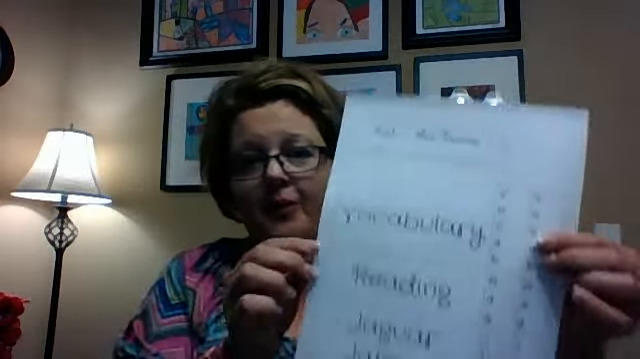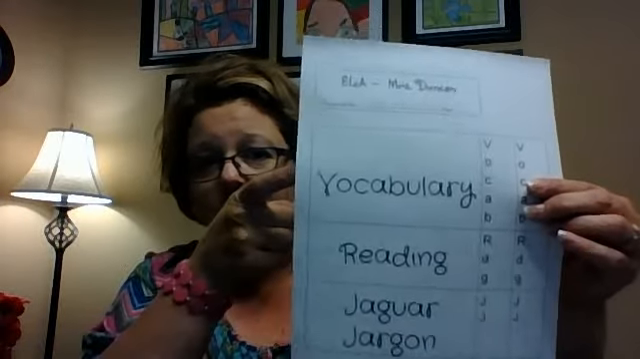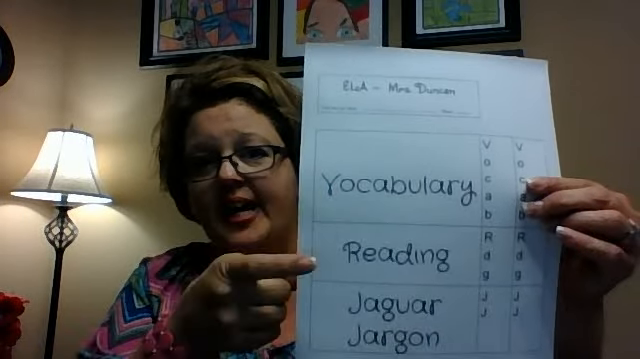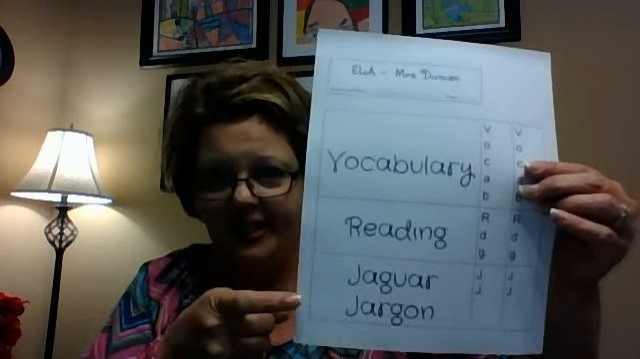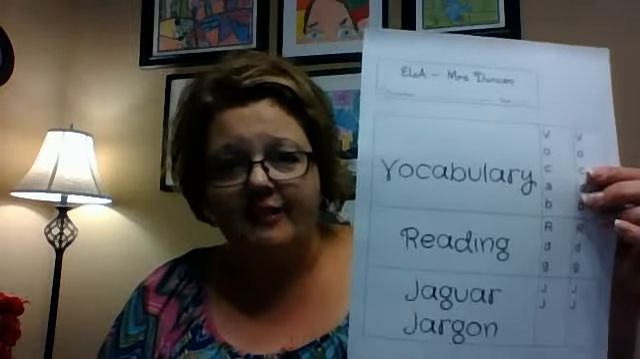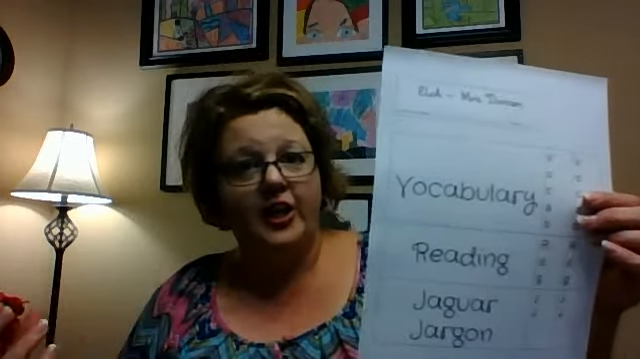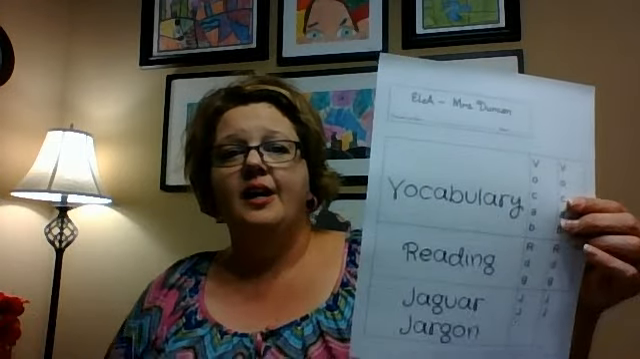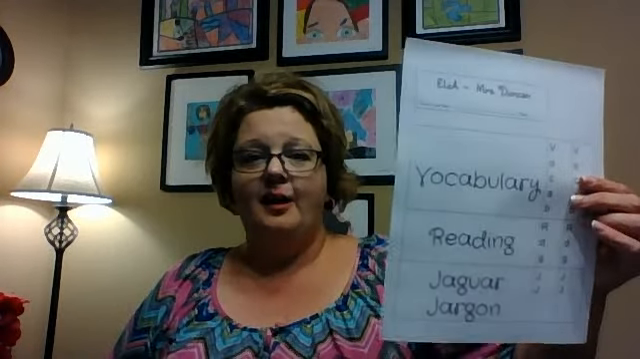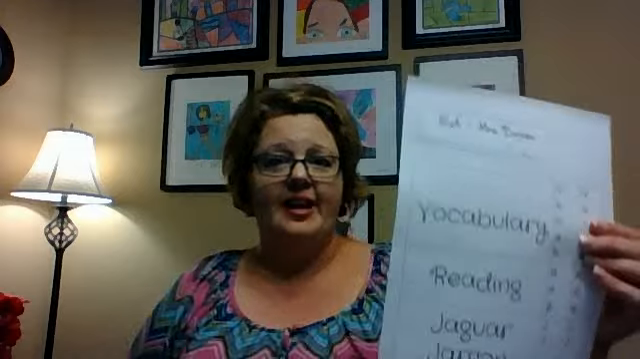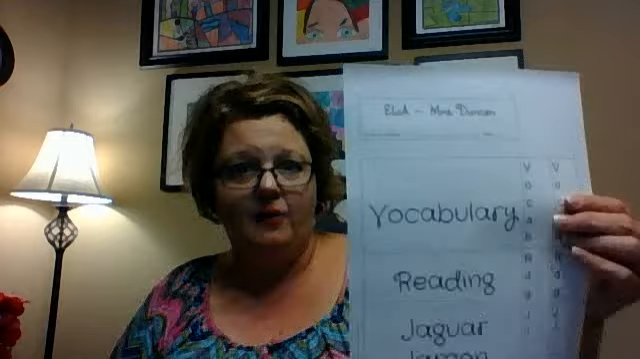Okay, you have a paper which lists our 3 categories that we're going to have for our interactive notebook. We are going to have a vocabulary section, a reading section, and a Jaguar jargon. What does that mean? Okay, jargon is a set of words that relates to one particular topic. For example, there's jargon that goes along with baseball, like RBIs, home run, base hit, things like strikeout, things like that. All those words are related basically just to baseball, okay?